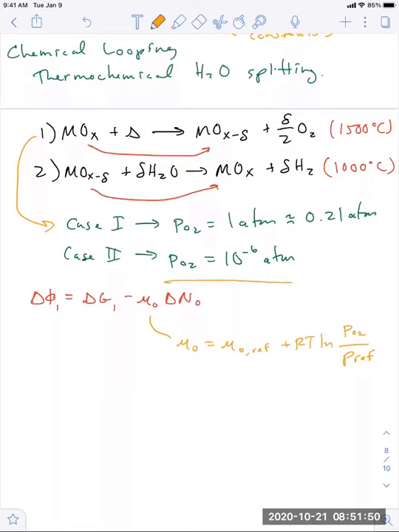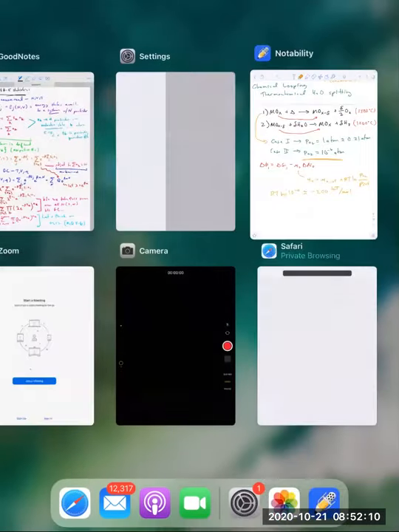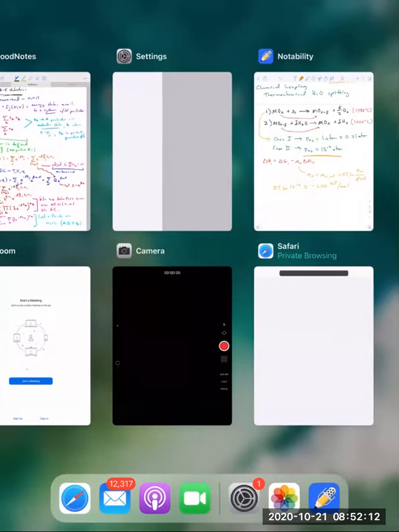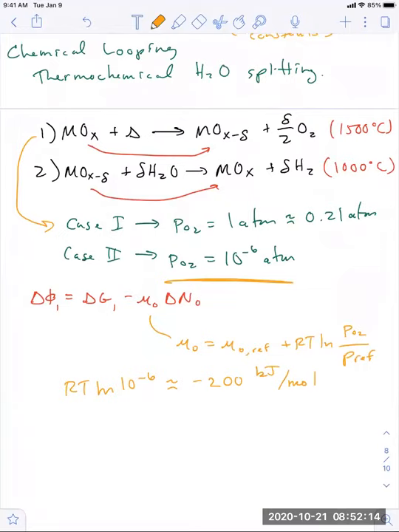And so by switching to case 2, how much driving force are we adding? If we plug it in, RT times the log of, say, 10 to the minus 6, that's about 200 kilojoules per mole. So we can take what's nominally a very uphill or endothermic or endergonic process, this reaction 1 driving oxygen out of a metal oxide. And then just by modulating the pressure or concentration of oxygen in our system, because there's this log dependence on the chemical potential, we can actually create this driving force kind of out of nowhere, which is pretty cool.